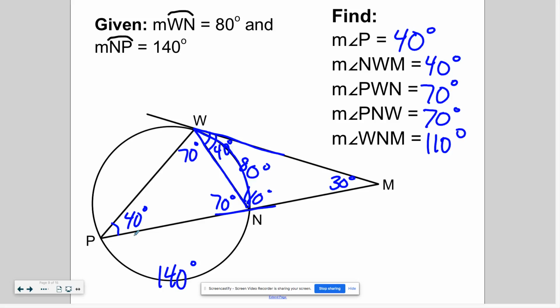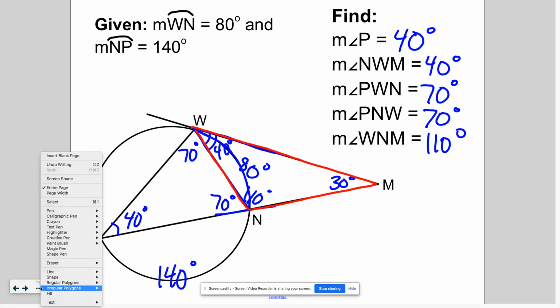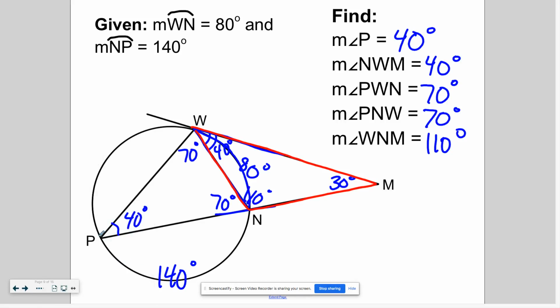We have a smaller triangle here, which is a 30, 40, and 110 degrees. And then we have a larger triangle here, which is also a 30, 40, and 110. If you look closely, this large angle is 110. It's the 70 plus the 40 up there. So the smaller red triangle and the large green triangle are similar triangles.